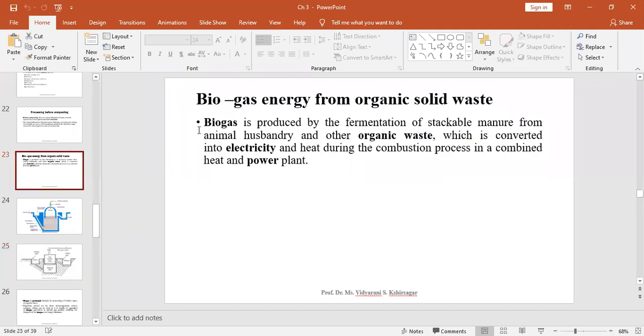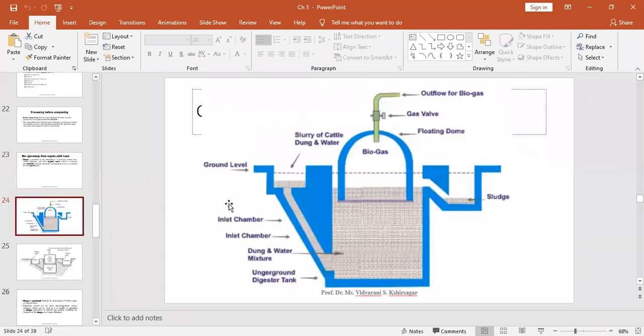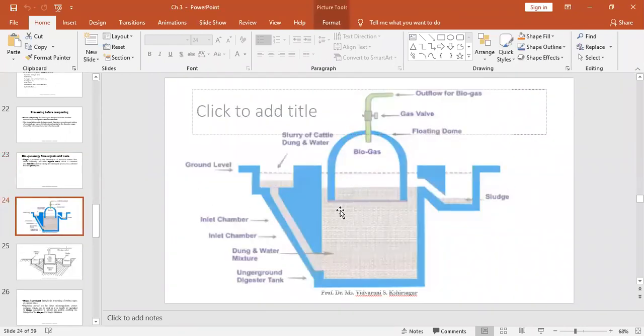Okay, biogas. We might have heard a lot about biogas. What exactly is the biogas process that we are going to study over here? Biogas is produced by the fermentation of stackable manure from animal husbandry and other organic waste, which can be converted into electricity and heat during the combustion process in a combined heat and power plant. Okay, so these are the fundamentals about biogas. So I will explain with the help of the figure now.